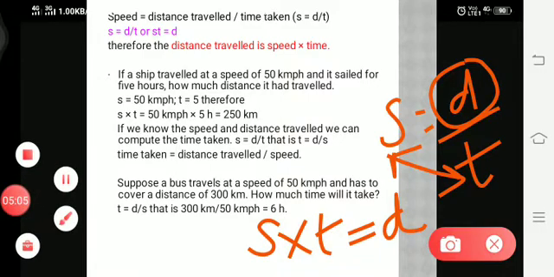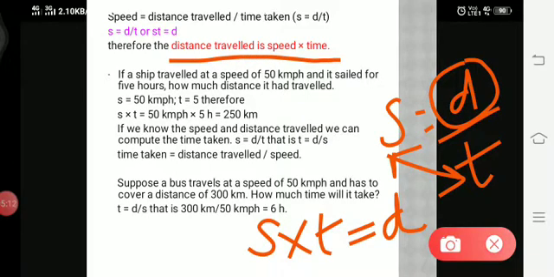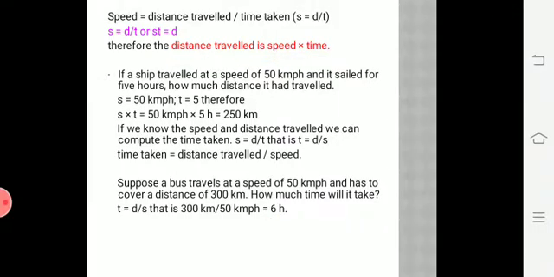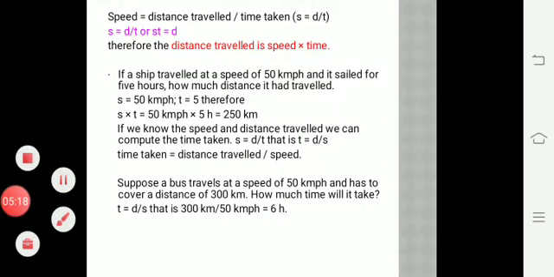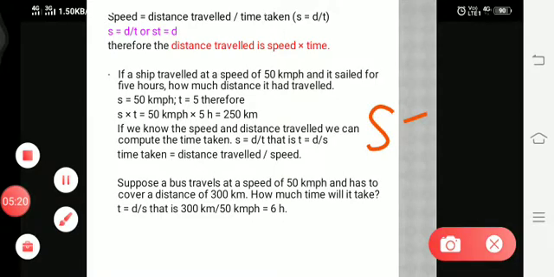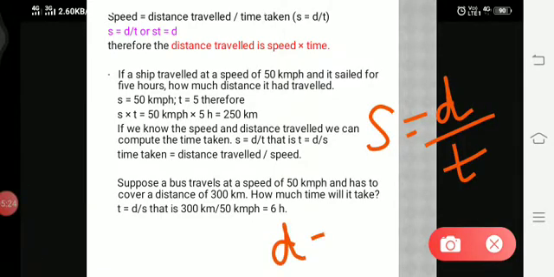If you see the problem, you can understand it clearly. Distance traveled is speed into time. That's what I wrote here: speed into time equal to distance traveled. You have to remember these two formulas now. First formula, S equal to D by T, and next one is D equal to S into T: speed into time gives distance traveled, and distance by time taken gives speed.